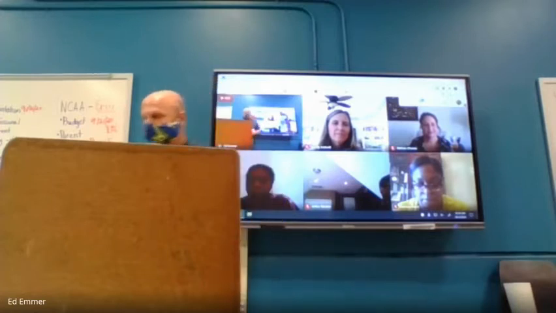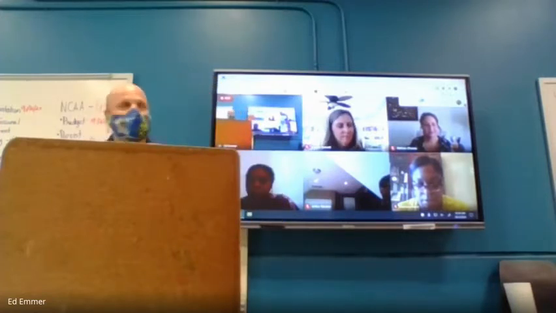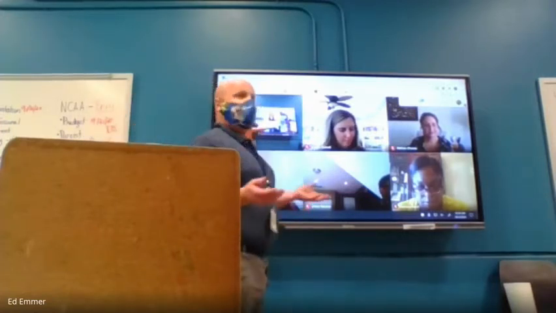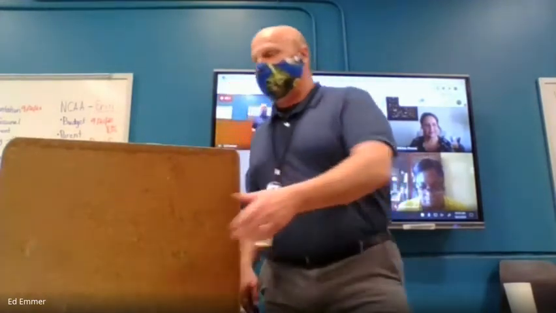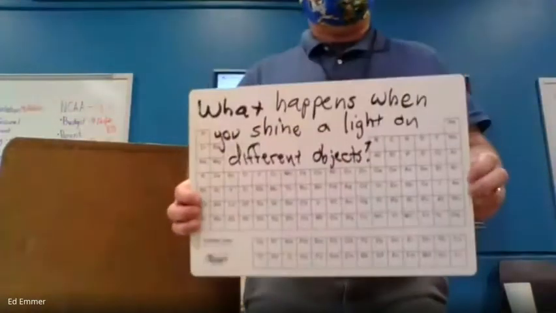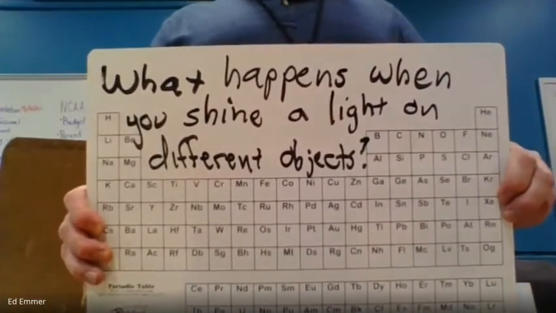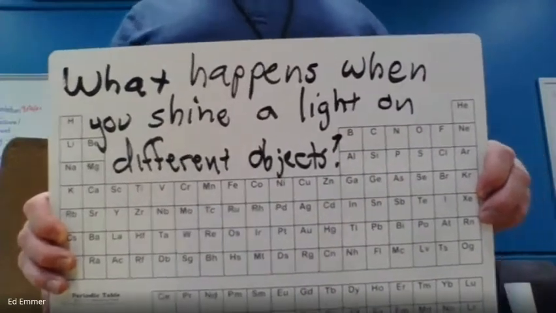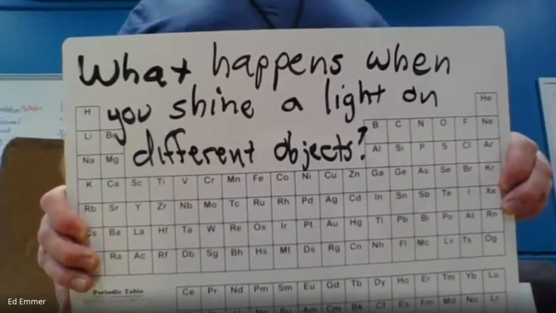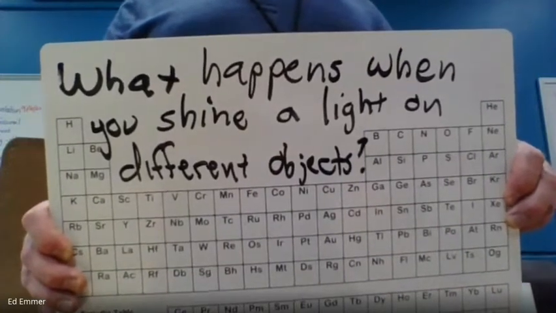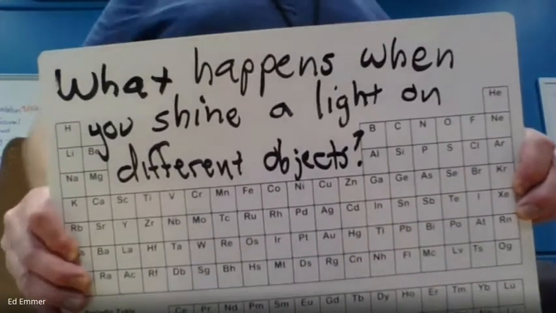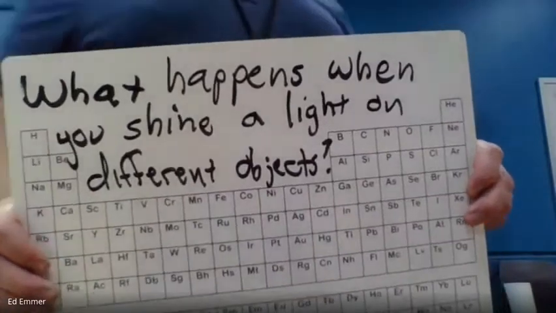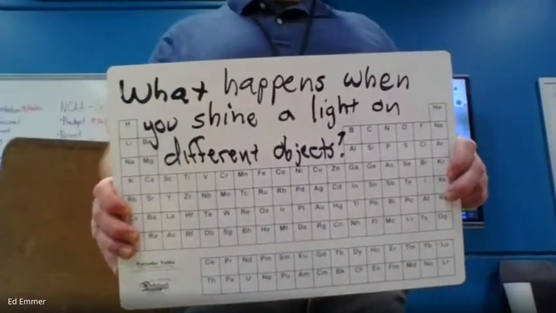Okay, so I'm going to introduce to you now some new science terms. Actually, I'm not really introducing them all to you because some of you already know these terms, which is great. So before we introduce these terms, I want to revisit our focus question. What happens when you shine light on different objects? Are we starting to get some observations and some evidence to help us answer our focus question? I see some heads shaking. That's very good. Now, we're not ready to answer it yet, but we're getting there.